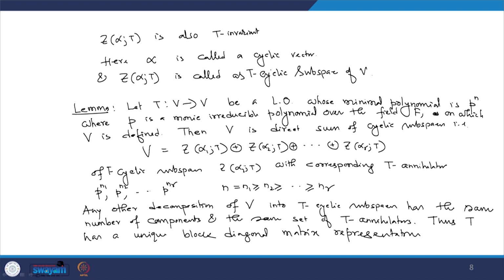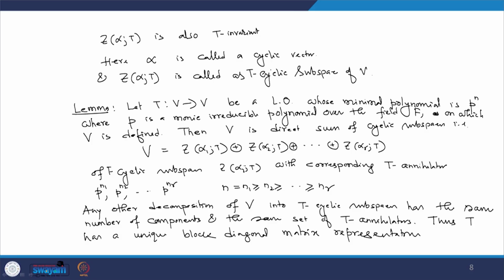Okay, so we see that when you consider a non-zero vector alpha, then we can introduce the T cyclic subspace Z(alpha, T). Based on this spirit, there is one very classical result, and following this result there is also another interesting result which basically talks about the block diagonal representation of a linear operator defined over a finite dimensional vector space.